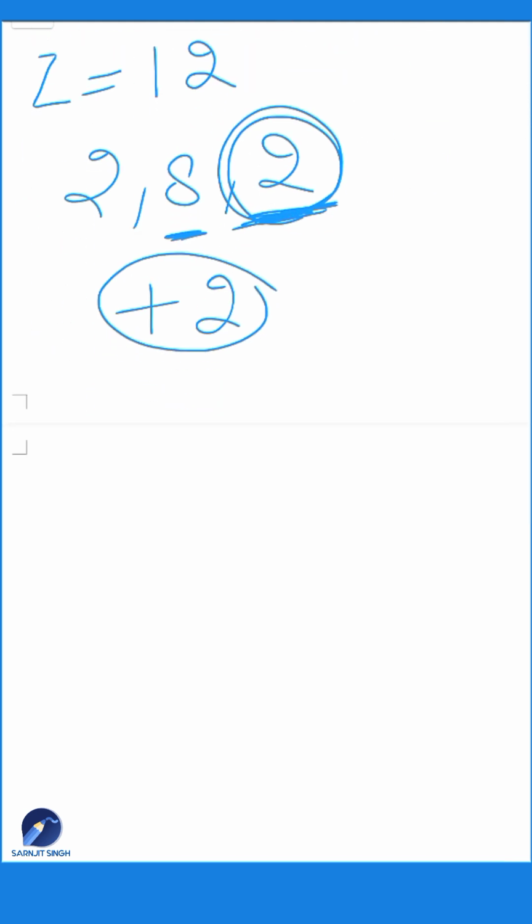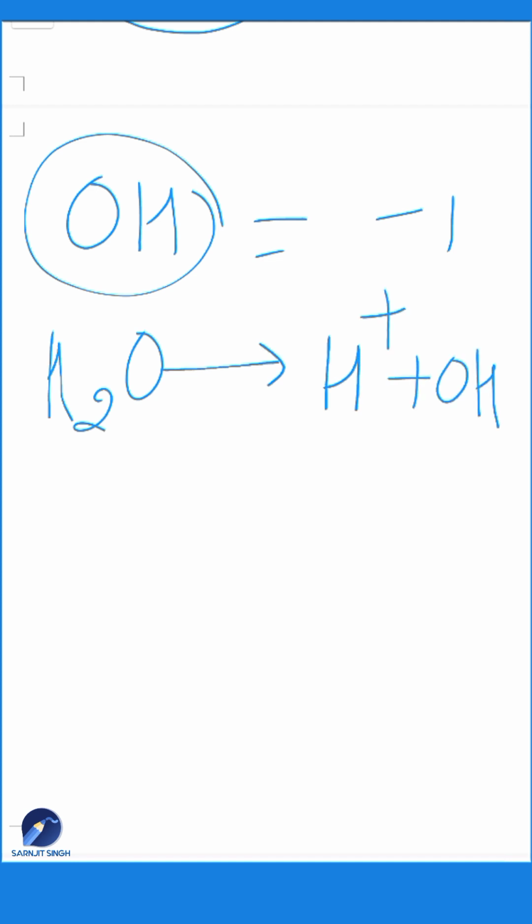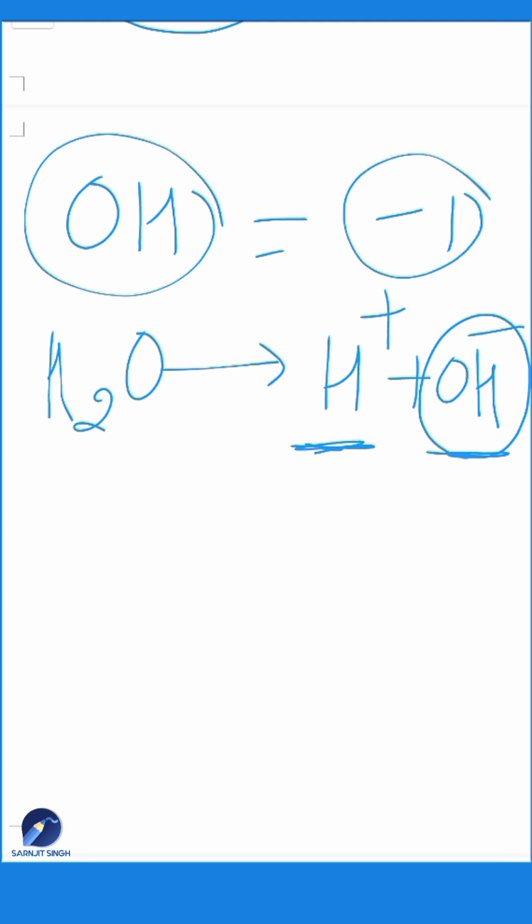Now come to OH, that is hydroxide. Hydroxide has valency -1. But the question is how? We can take an example, say water, H2O. When water dissociates, it dissociates into H positive plus OH negative. Hydrogen has atomic number 1, so 1 electron is present, and its valency is 1. That is why OH negative also has valency 1. In this case hydrogen loses 1 electron, but the OH gains 1 electron, so it has valency -1. So the valency of hydroxide is -1.